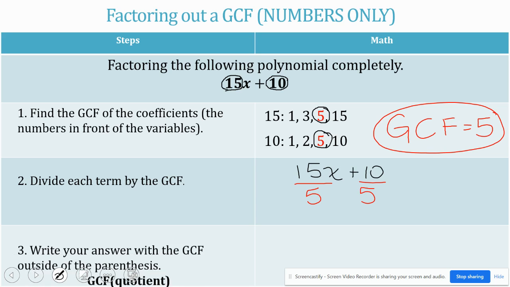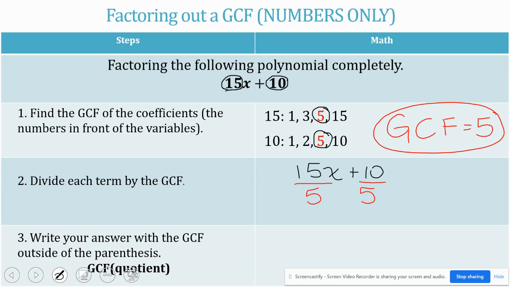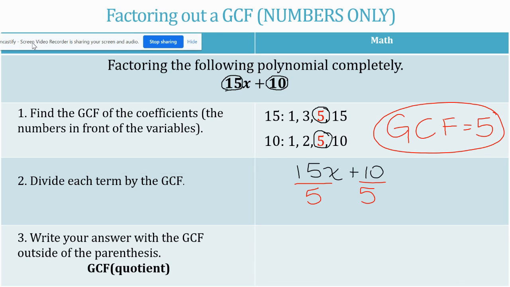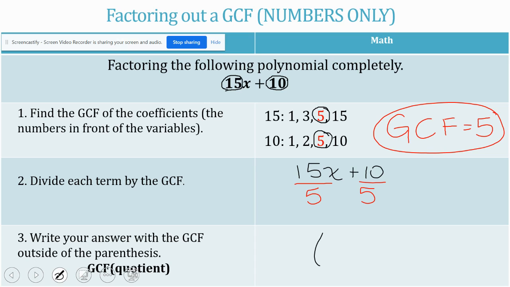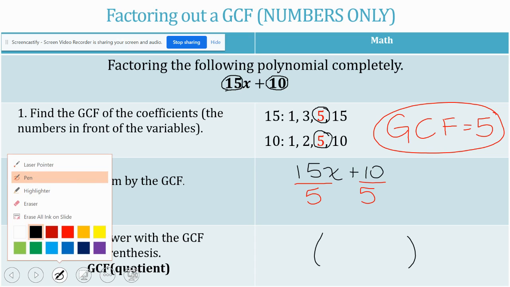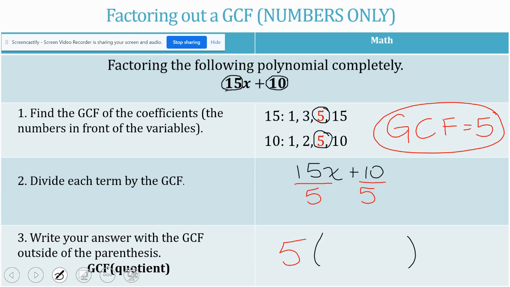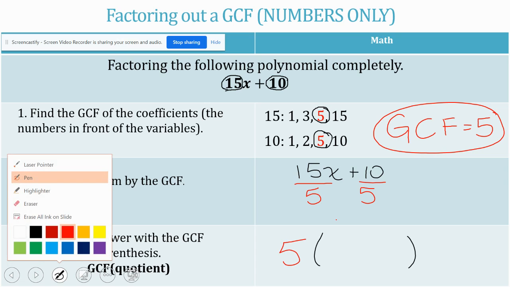Okay? So when we do that, I'm going to write our answer in parentheses and put the GCF on the outside of our parentheses. Please do not forget to put the GCF on the outside. That's like the number one mistake, at least in my experience. Okay, so I'm going to have a set of parentheses here. I'm going to put the 5 on the outside. And then I'm going to divide now and put those answers inside the parentheses.